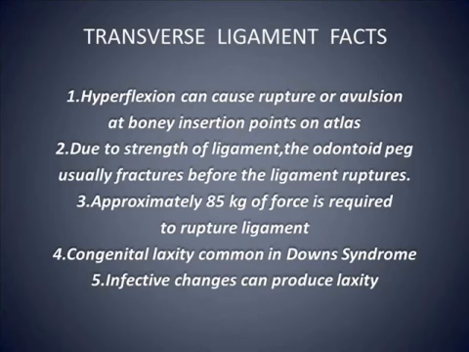Some interesting facts about the transverse ligament. Hyperflexion can cause rupture or avulsion at the bony insertion points on the atlas, and due to the strength of this ligament, the odontoid peg usually fractures before the ligament actually ruptures. Approximately 85 kilograms of force is required to rupture this ligament. Congenital laxity is common in Down syndrome, and infective changes can also produce laxness in this ligament.